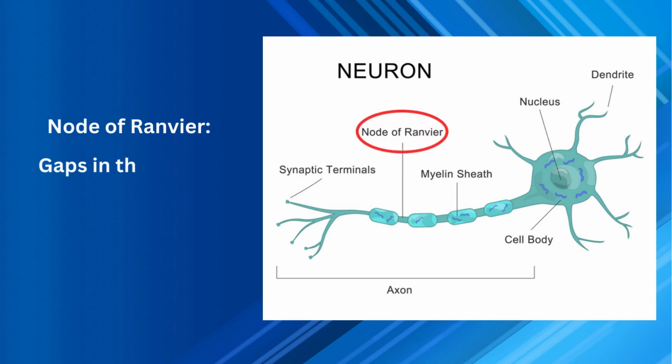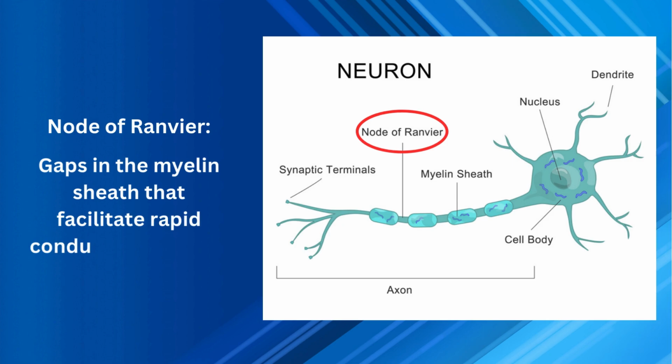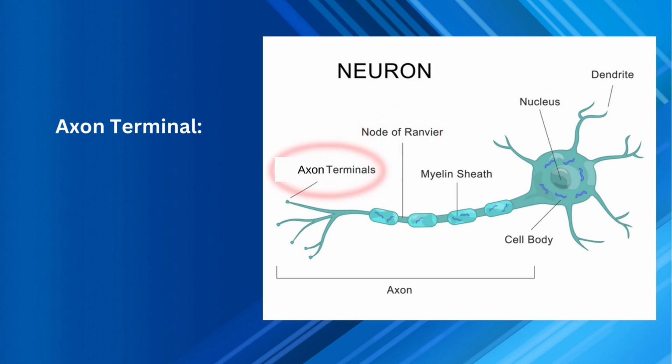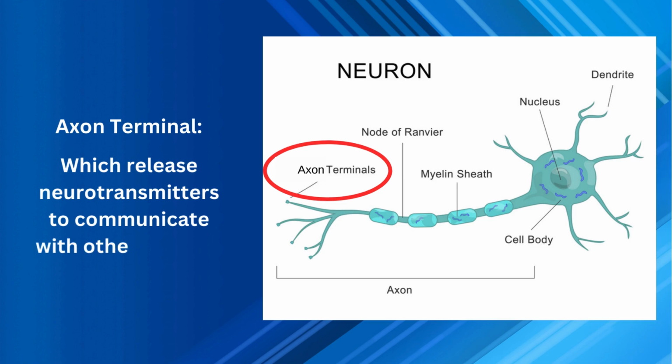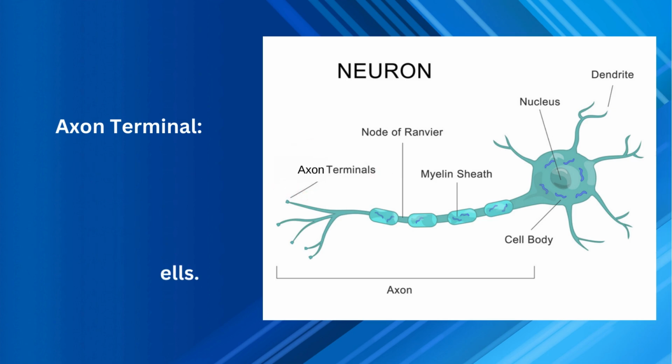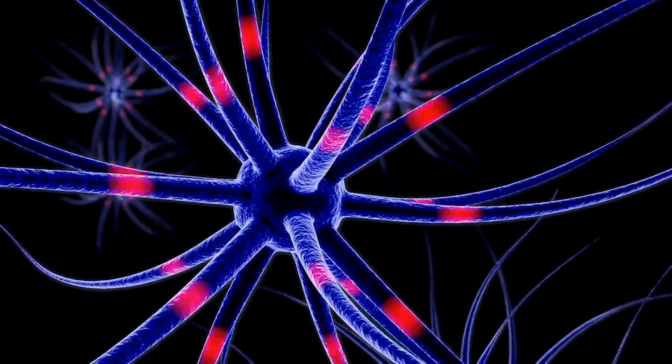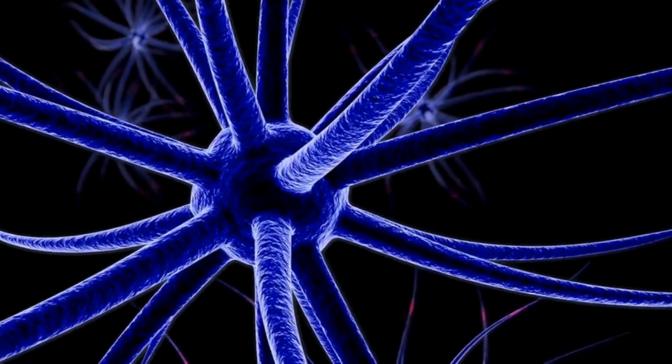Along the axon, we find the nodes of Ranvier, gaps in the myelin sheath that facilitate rapid conduction of nerve impulses. Finally, at the end of the axon are the axon terminals, which release neurotransmitters to communicate with other neurons or target cells. Neurons communicate through a combination of electrical and chemical signals.